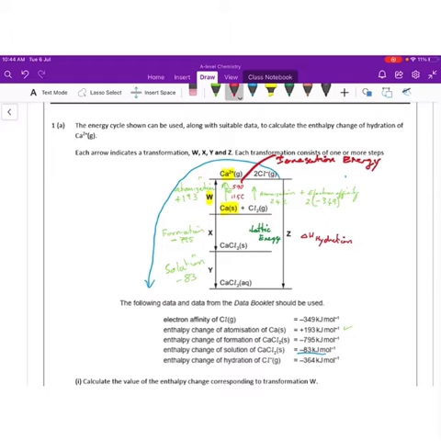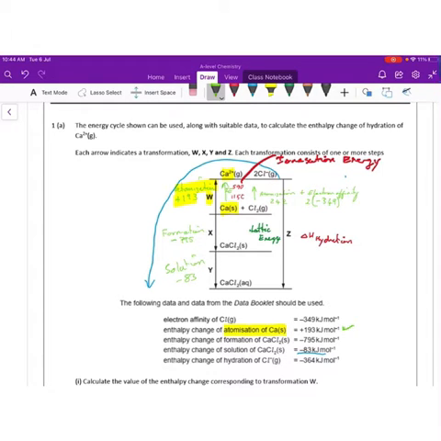Also, I needed to go from my calcium as a solid to calcium as a gas, and that's my atomization energy. That was actually given to me. So I'm filling in on my diagram whatever I can. So I have that. Now calcium for that is done.